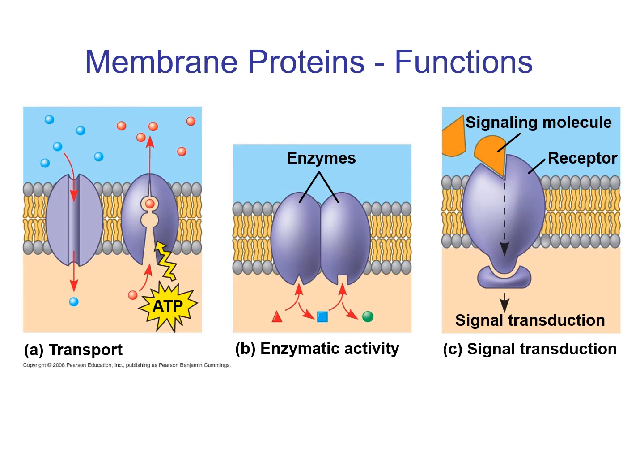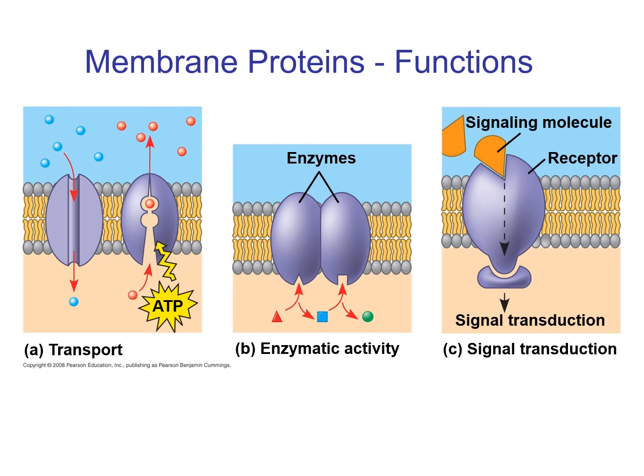Signal transduction. So here we have a signaling molecule, could be a hormone, for instance, like insulin, and it's going to bind to a receptor, and the binding site is on the outside of the cell. After that signaling molecule binds, this protein is going to change shape, and it's going to catalyze some sort of reaction on the inside of the cell.